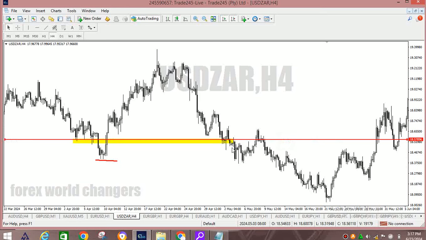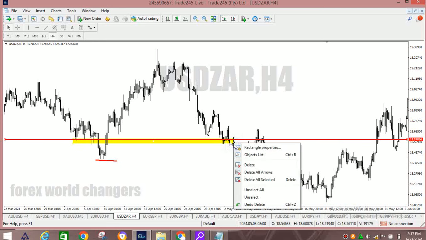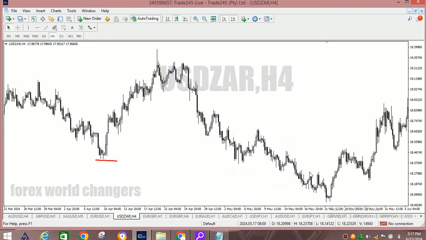Okay, so here we have the same buy QML. We have a shoulder and a head, and I just drew a horizontal line showing the QML here. So this was a nice QML. I was expecting a buy here. So what happened is the price broke.